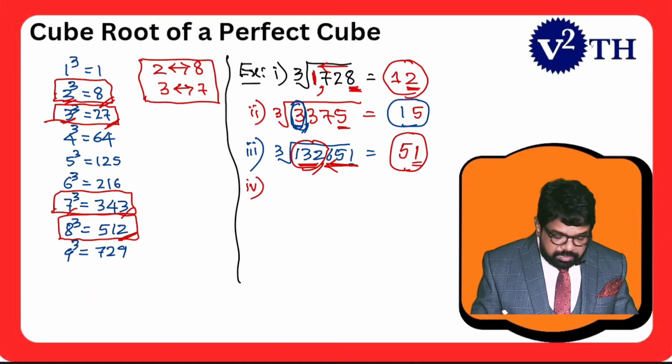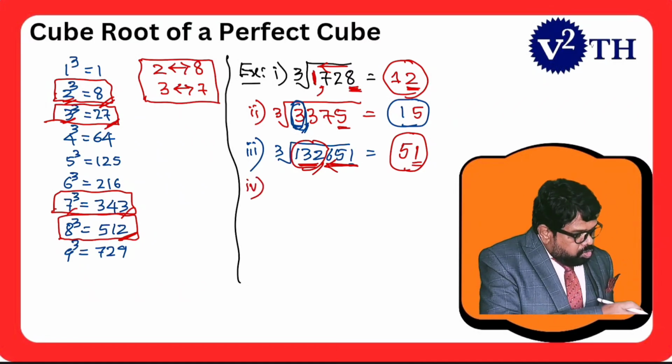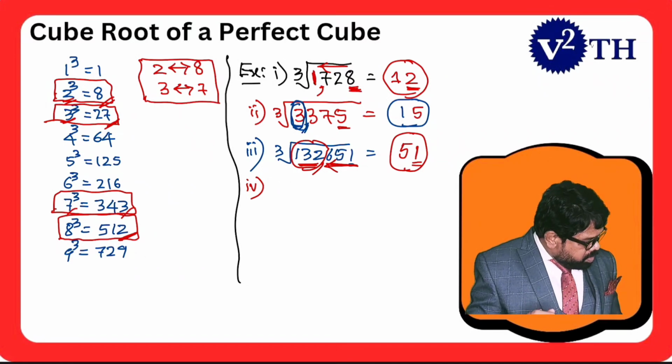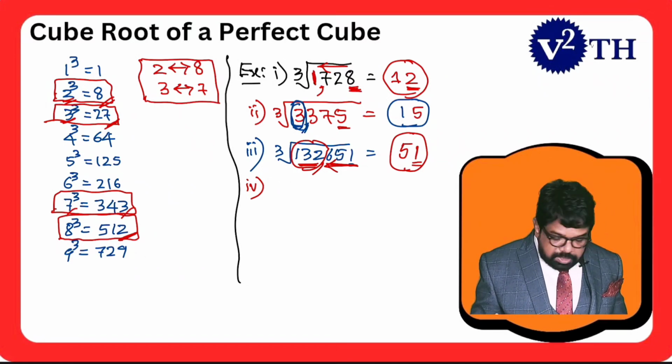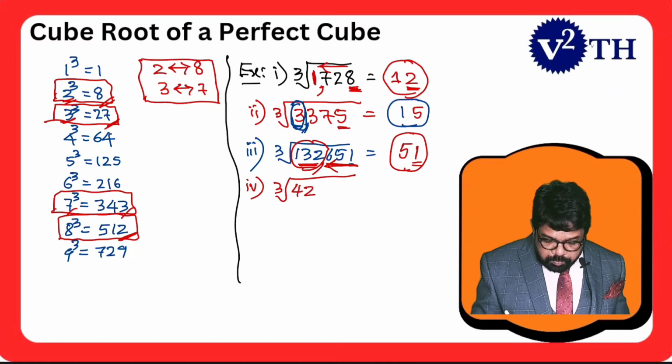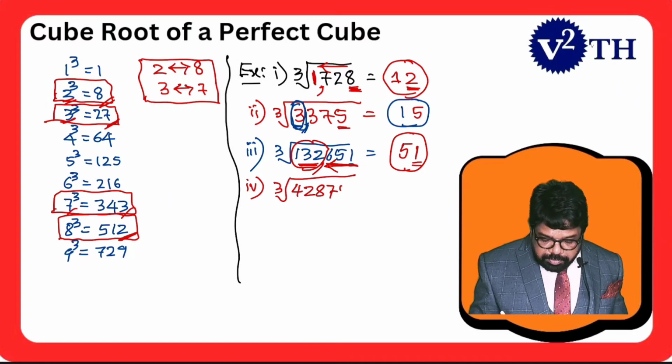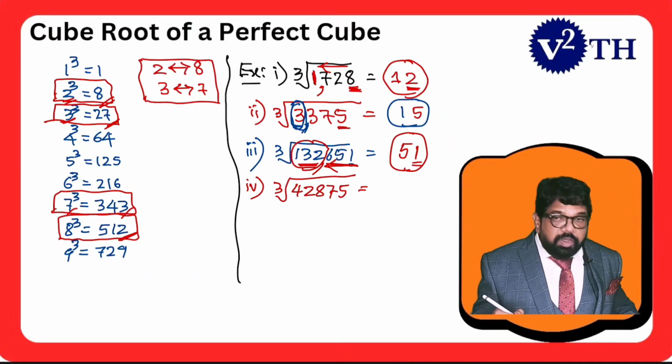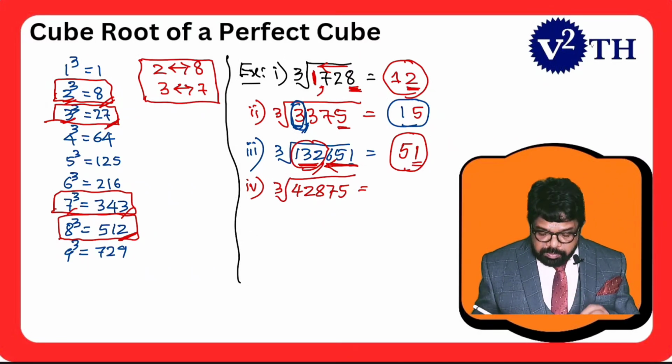I will take one more example. So in the book, so many examples are there. Cube root of 42875. All these are perfect cube series. What is the value of this one now? So the last digit here is 5. 5 ends with 5 only.